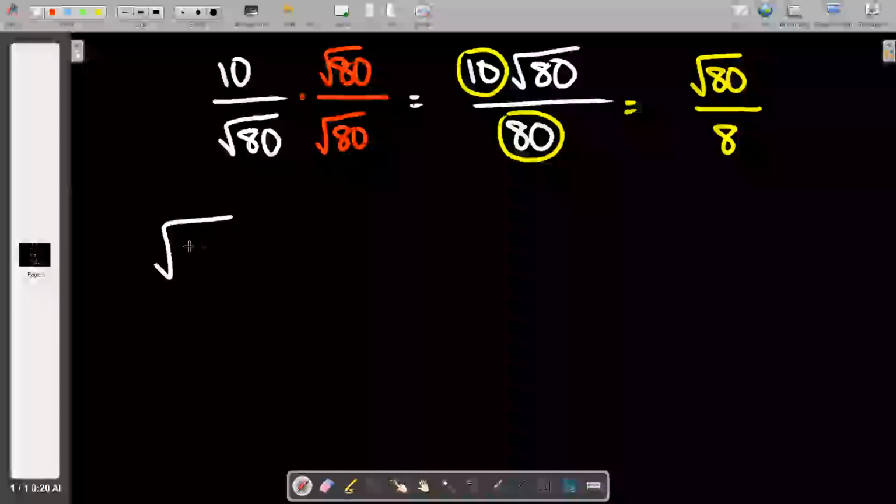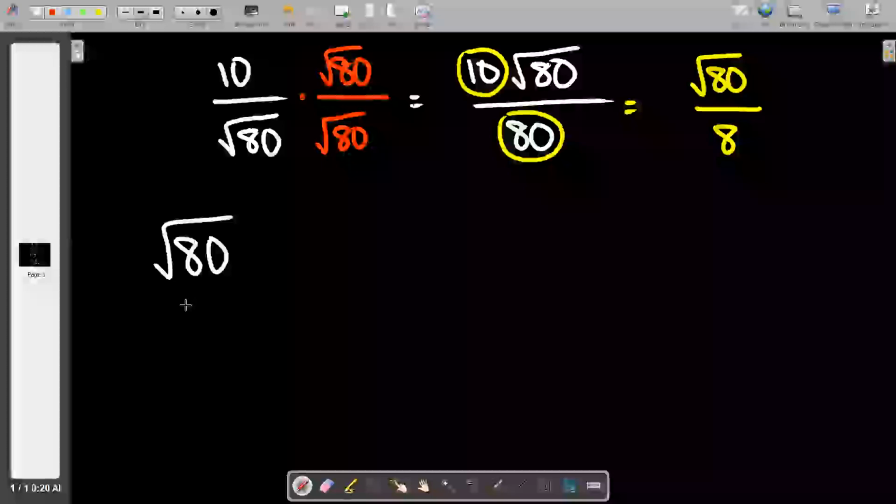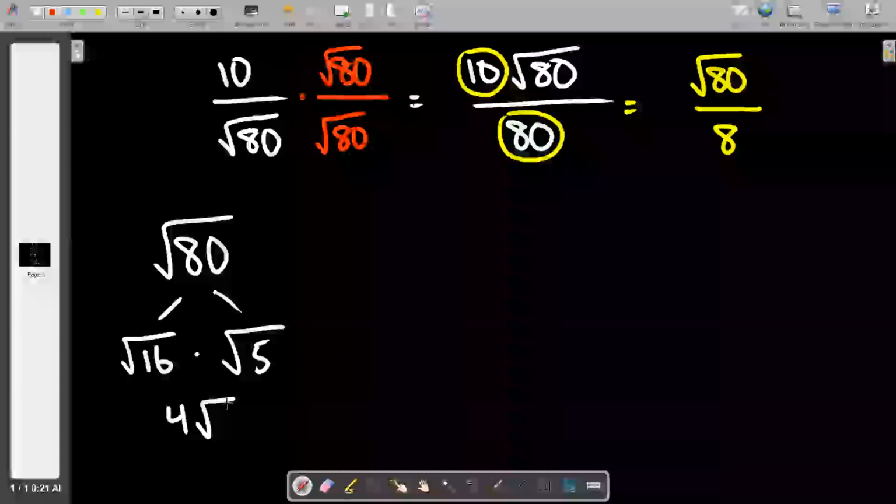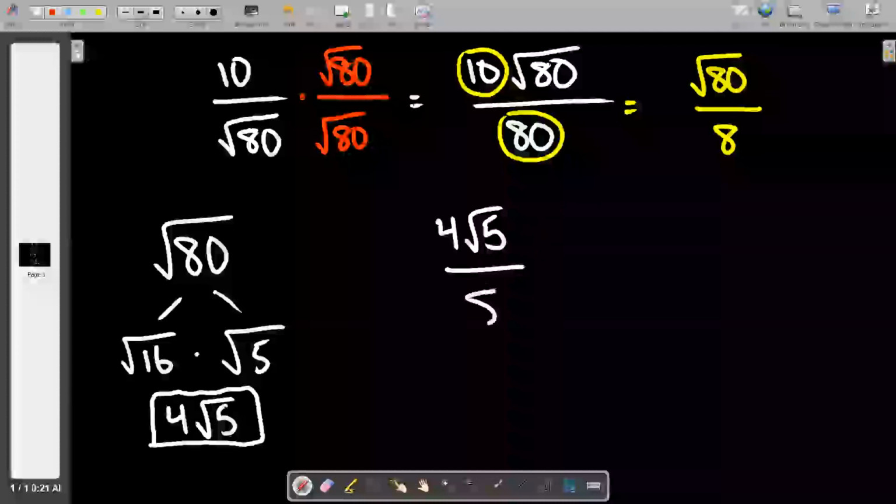Let's break this down. 80 is a death number that we break. Anything that involves the number 16 is going to be a death number. 16 times 5 makes 80. And what's the square root of 16? Good. So what we're going to do now is re-inject 4 root 5 as the new top of the fraction. It's going to go back up to the top. So we're going to have 4 roots of 5 over 8.